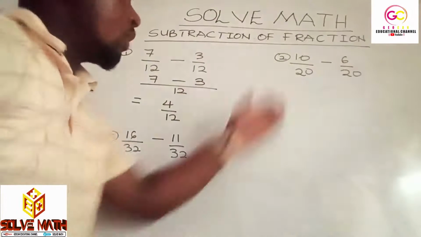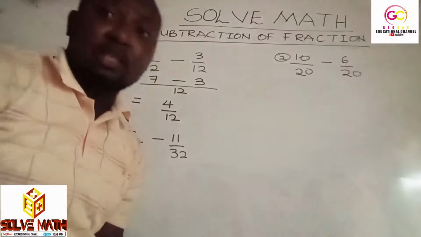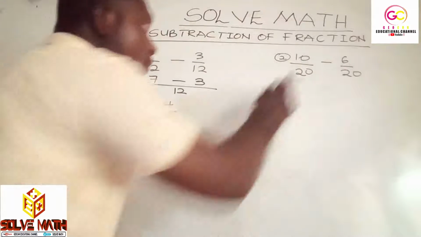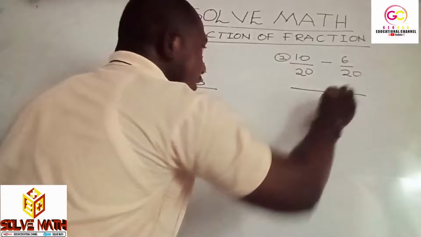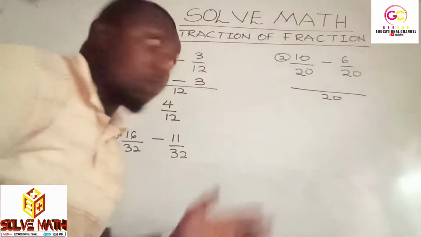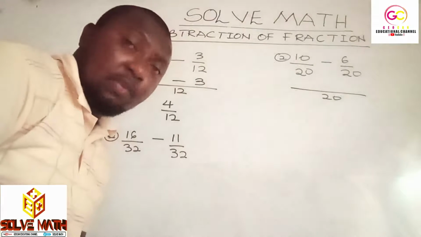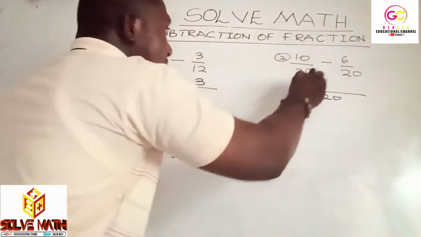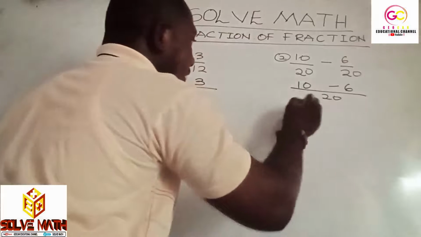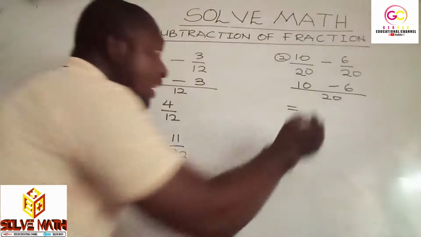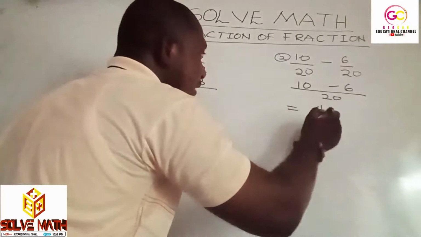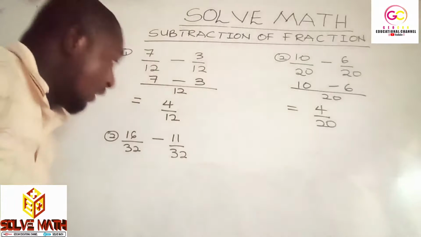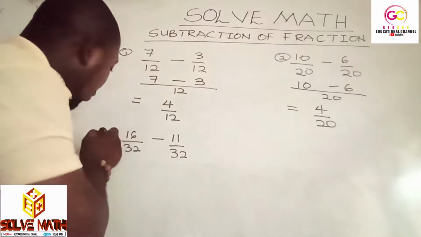Let's look at 2. 10 over 20 minus 6 over 20. It has a common denominator, that particular question, of what? 20. So leave your space, rule your line, and write your 20. And the rule is, fractions of common denominators, you just have to subtract the numerators. So we have 10 minus 6. Nicely written. Now, 10 minus 6 is what? It's easy. It's 4 over your denominator, which is 20. So the answer is 4 over 20. Easy as ABCD.